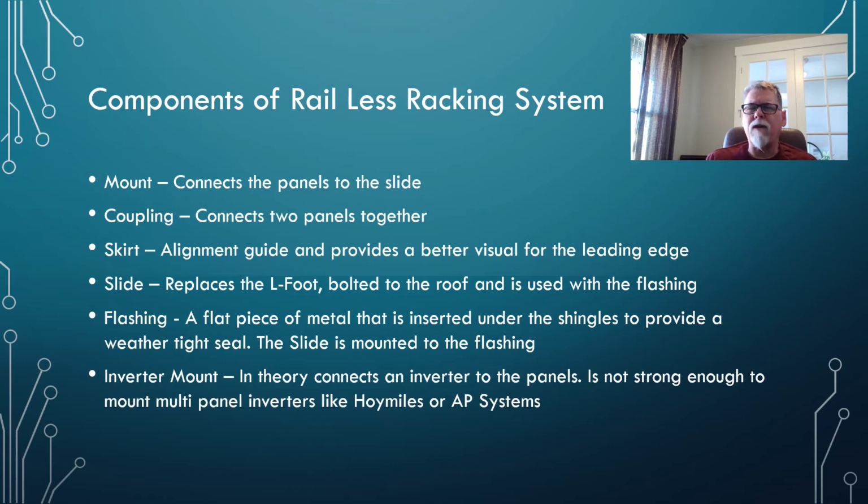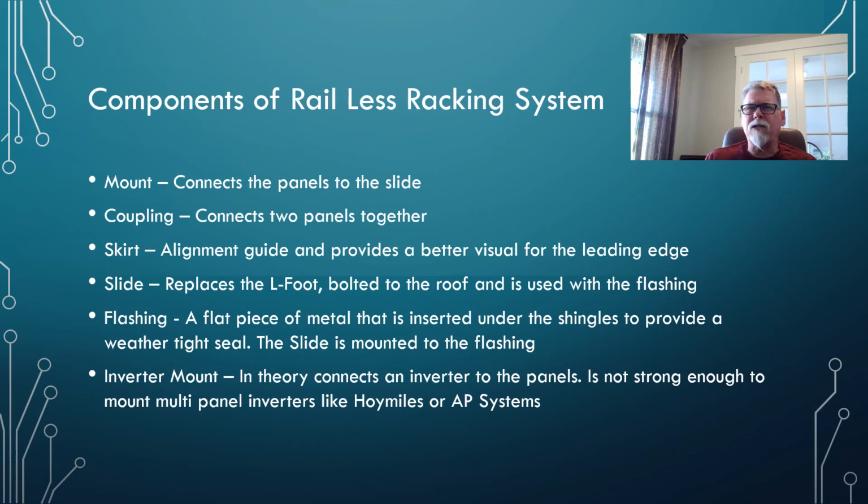So instead of having 8 or 10-foot sections of rail that are aligned throughout the system, you actually have a skirt that is attached to the leading edge of the panels. So only the first row of panels would have a skirt. The skirt provides some structural support, but really it's there to make sure the entire system is level, that all the panels are level and straight.